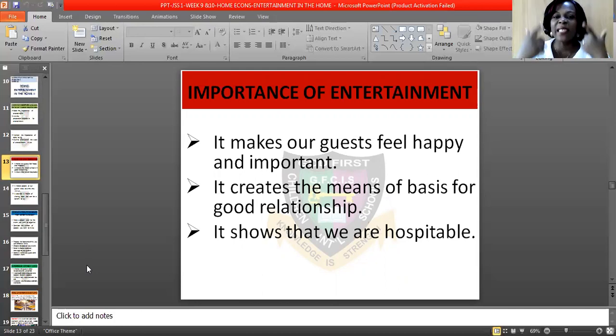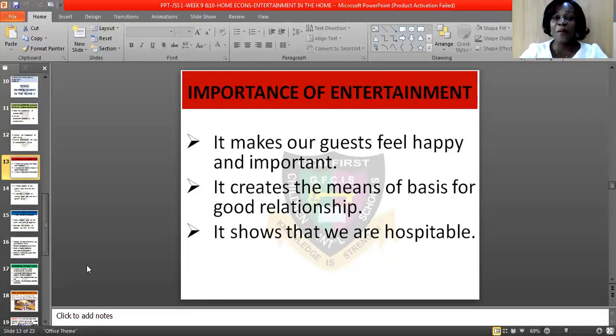Number 1, it makes our guests feel happy and important. I still use the end of the year party experience as an example for you. When you opened the gate and entered, you saw how everywhere was well arranged for you. The chairs and the tables were well organized, and everybody was running around. The barbecue was going on. Did you not feel so important? You felt so important because everybody was trying to serve you. Do you understand? So it makes our guests feel happy and important.